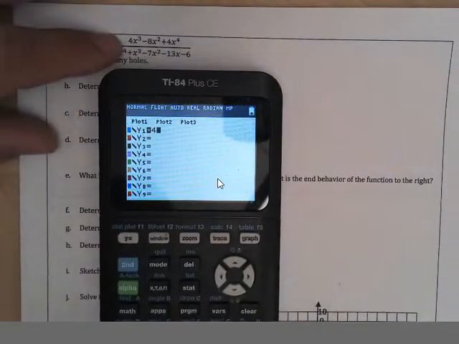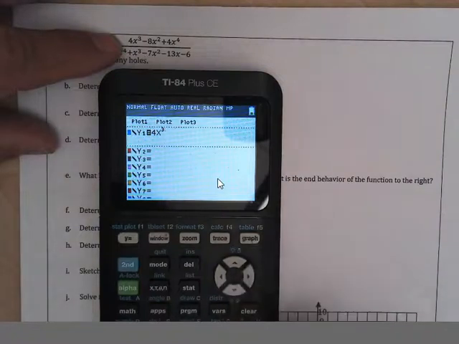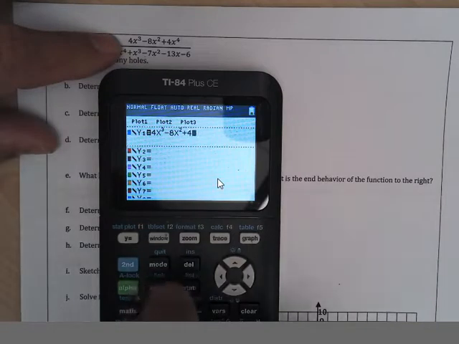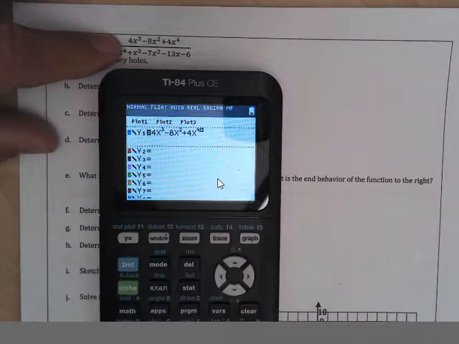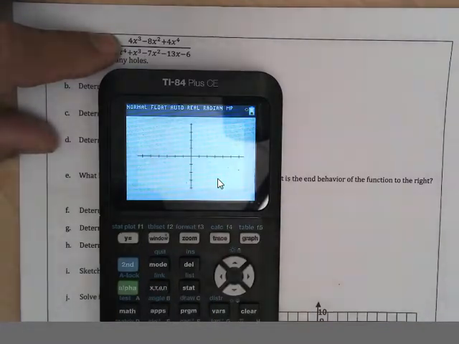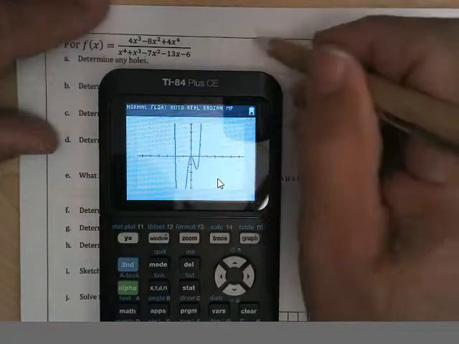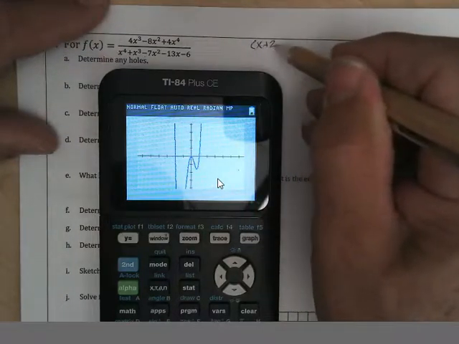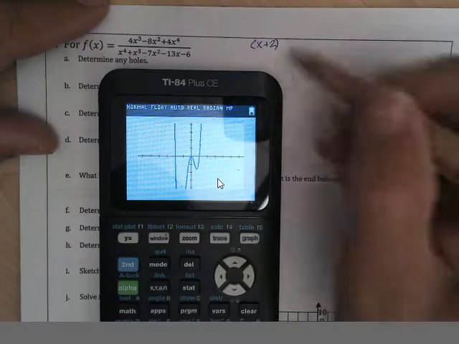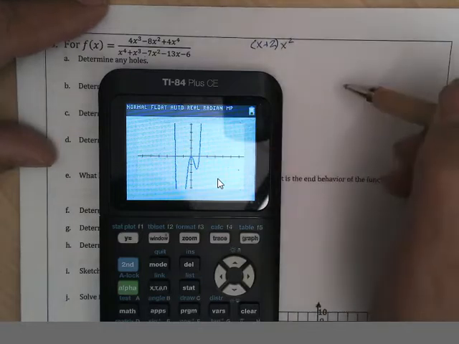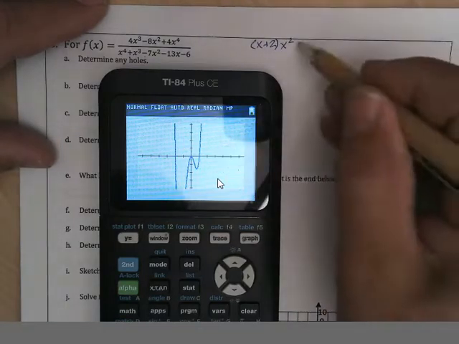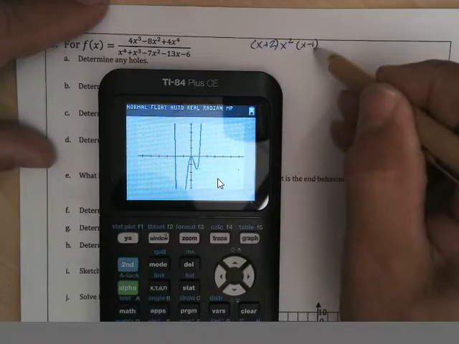So 4x to the third minus 8x squared plus 4x to the fourth. Okay? And so if I graph that, I see that it goes through -2, which means x plus 2 is a factor. It bounces at 0, so x squared is a factor. And it goes through +1, which means x minus 1 is a factor.